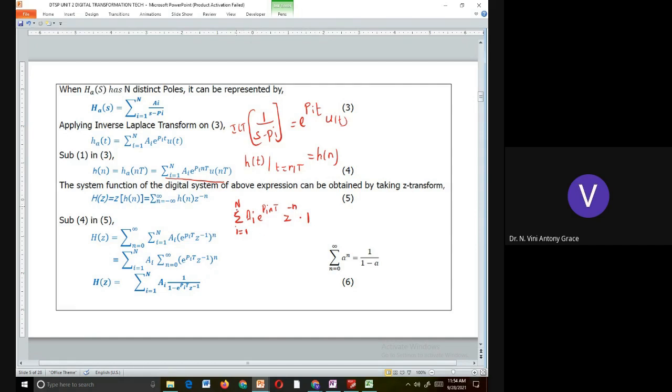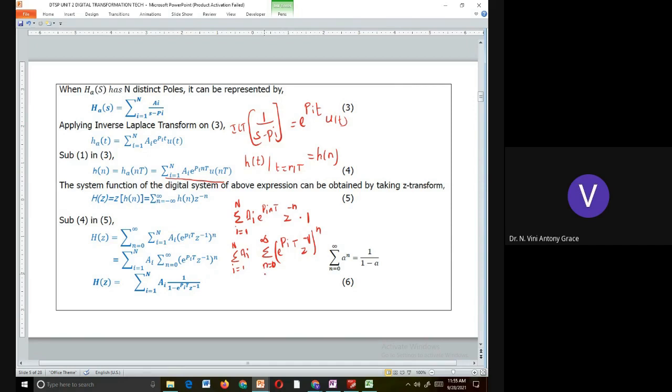Now a i and this summation are constant. Take this outside this n summation. We are interchanging the order of summation here. Make a note of this. The summation i equals 1 to N, a i can be written outside and this summation can be brought inside. So it will be summation i equals 1 to N, a i, summation n equals 0 to infinity, e power p i T z inverse power n. You have n terms, group all the n terms. It can be grouped like this.